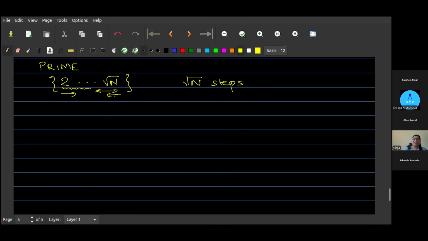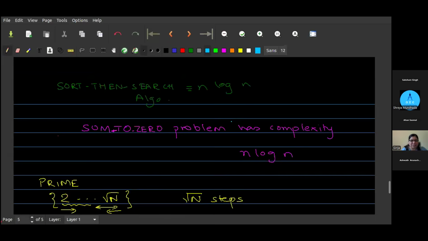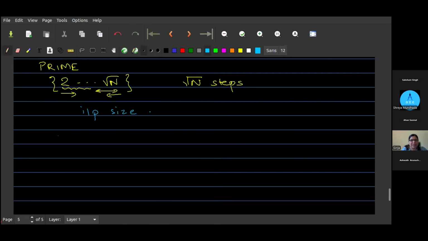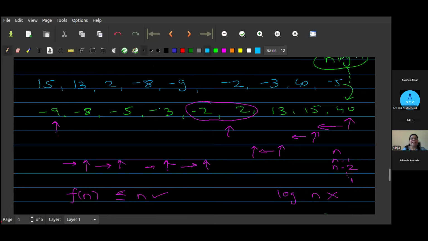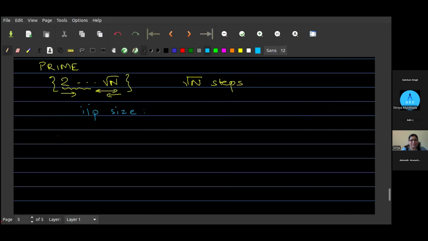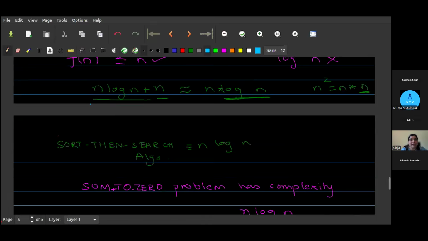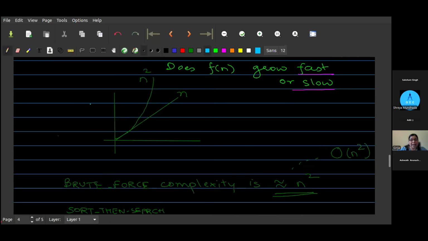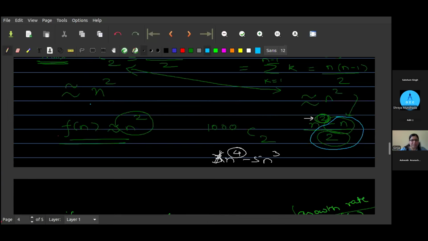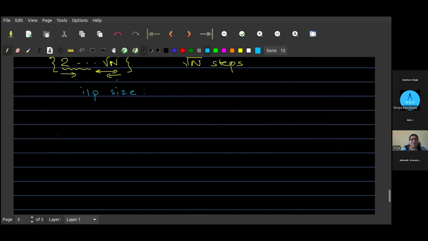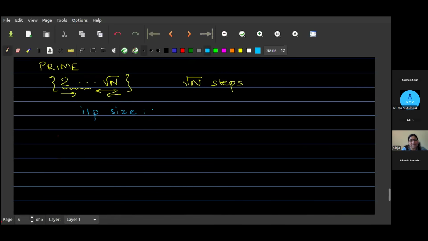No, the time complexity of this is a very different and tricky thing. Okay, so let me tell you about this. What is the input size? We are talking about input size every time, right? What is the input size for the prime problem? The input is capital N. What is the size of that input? Remember, we are talking about the size of the input. In the earlier case, the size of the input was small n, because there were n elements in the list. So here you have to consider the input size of n.